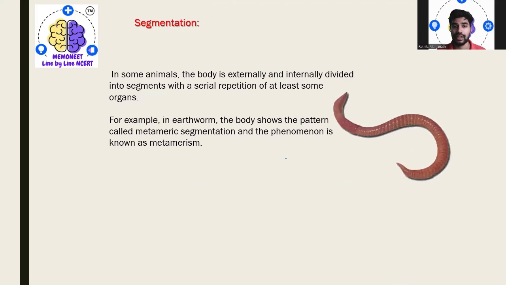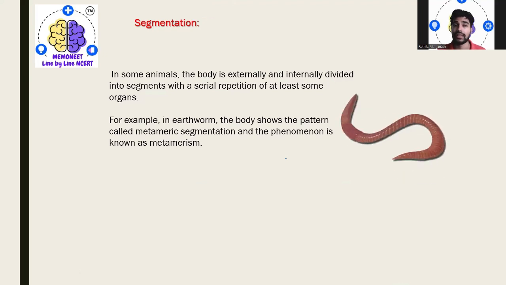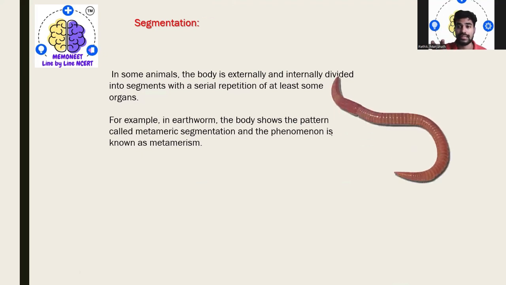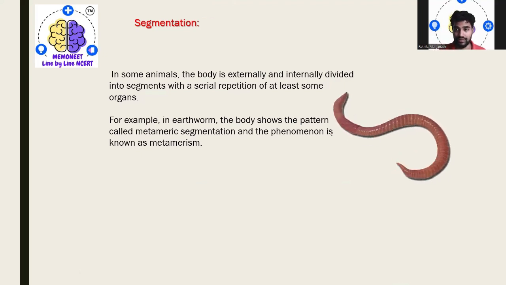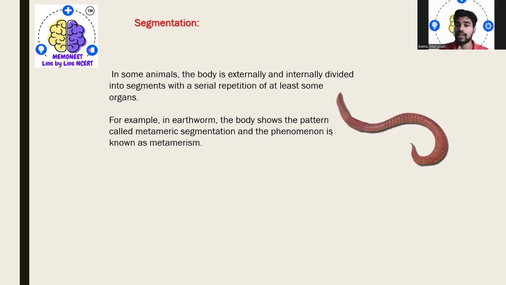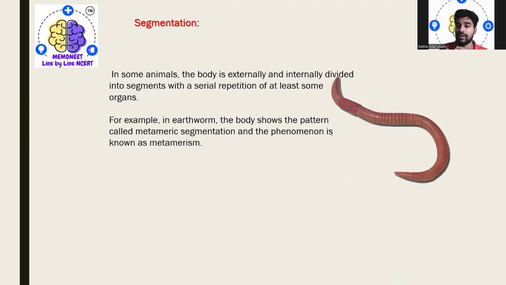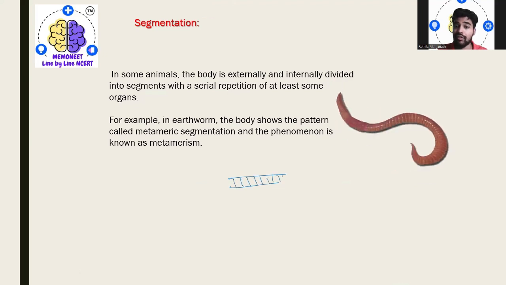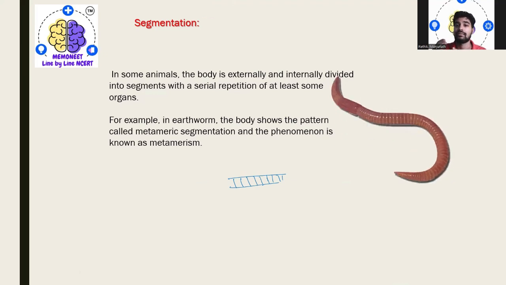The very important thing in the classification of animals is again segmentation. In some animals, as you can already see on the screen, the diagram of the earthworm, the body is externally and internally divided into segments. If this is a body, there are certain segments, equally divided in a repeated manner, at least for some organs.